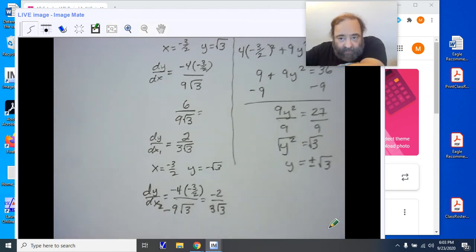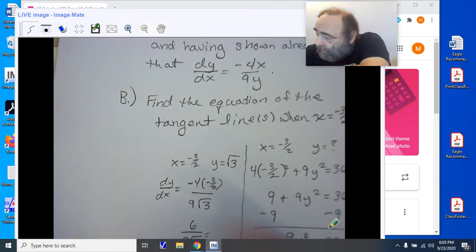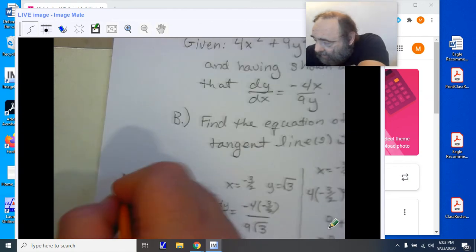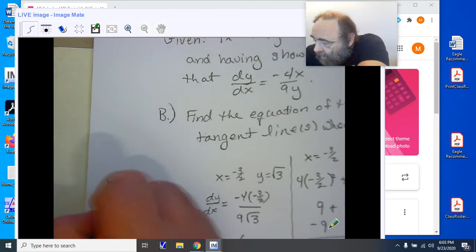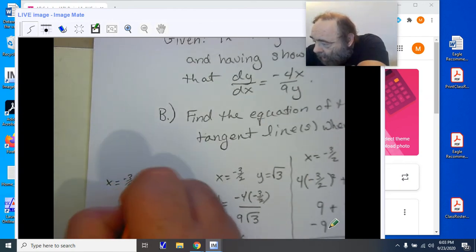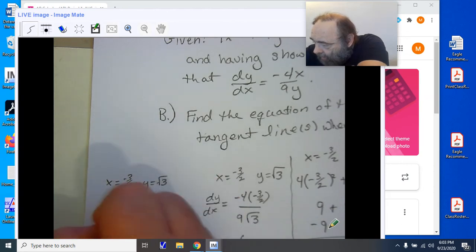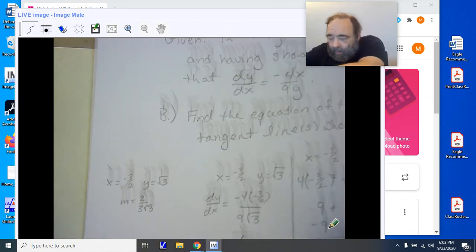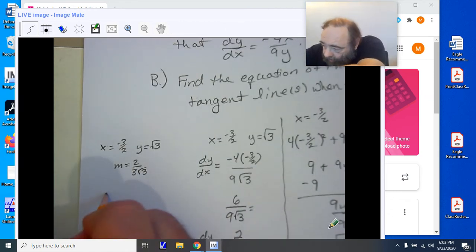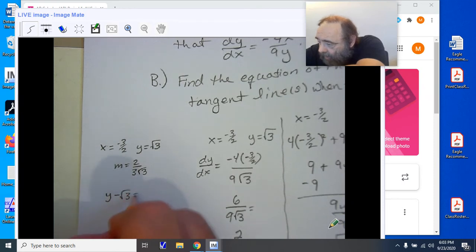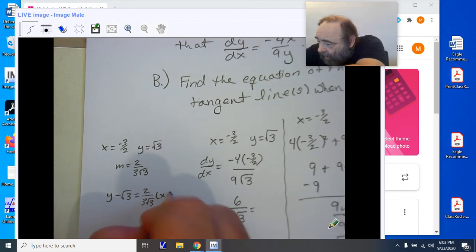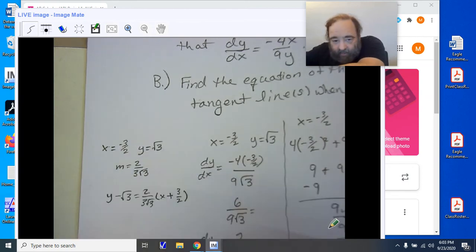And we're going to want to use the first and the second with our points to find the equations of the tangent line. So I have x equals -3/2, my y equaling √3, and my m equaling 2/3 √3. So we're going to put this into point slope form. Y minus √3 equals 2/3 √3 times x plus 3/2.